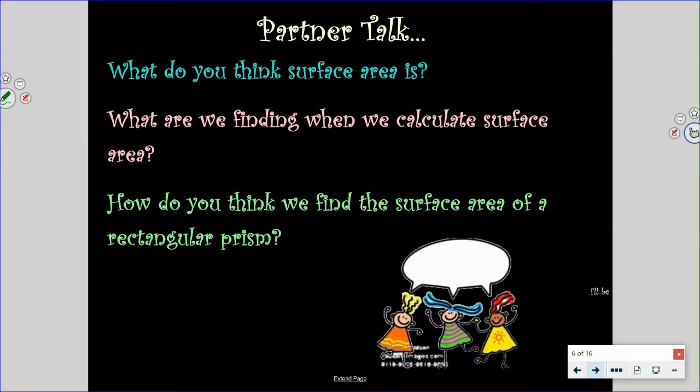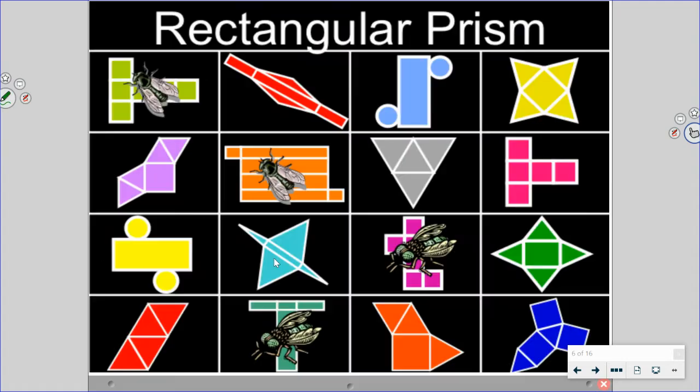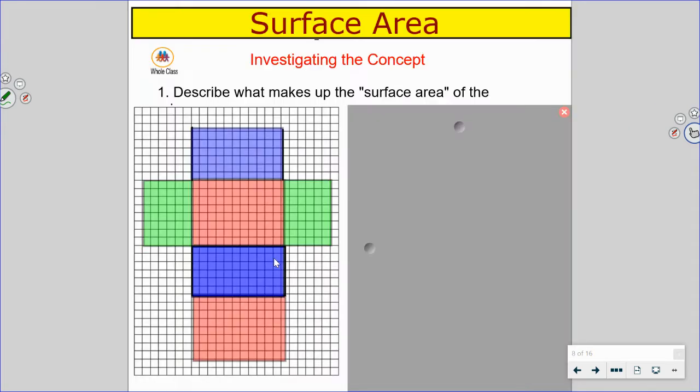So we were going to have some partner talk. Question, I would encourage you when I finish to pause and think about this. What is surface area? What do you think it is? What are we finding when you calculate it? How do you think you find the surface area of a rectangular prism? Pause and come on back when you're ready. So that's where we're heading, ladies and gents. We're focused on rectangular prisms.